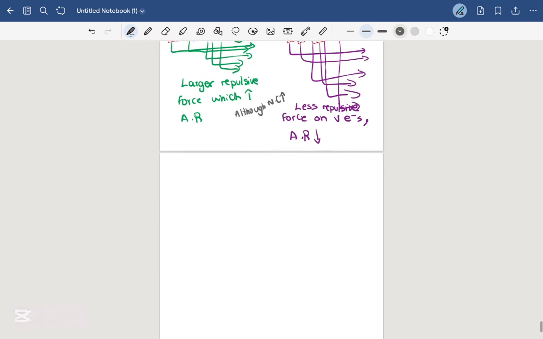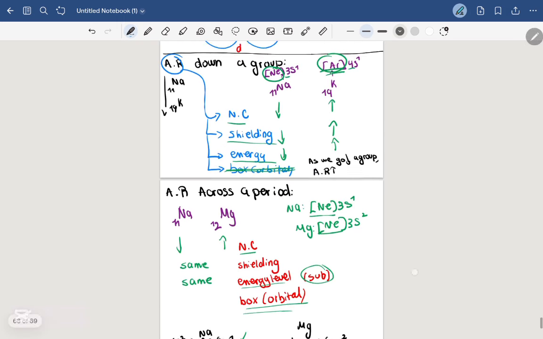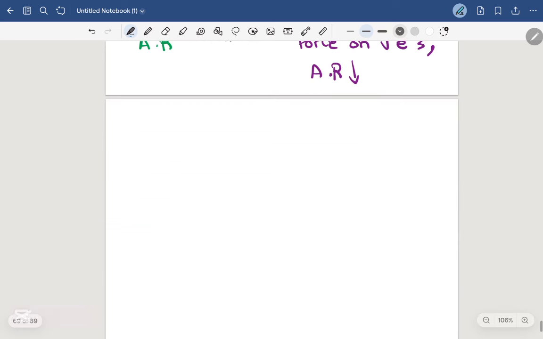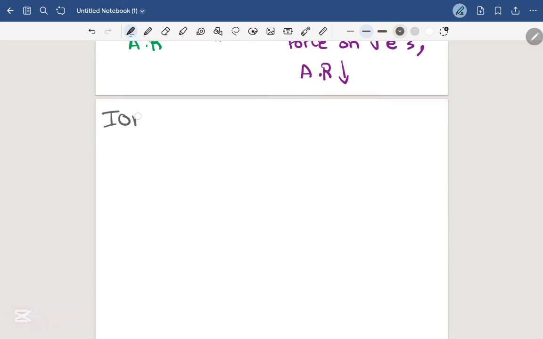Perfect. Now we were talking about what? We were talking about atomic radius. Let us move on to something called ionic radius. Now, what you need to know is that what applies to neutral atoms does not apply to ions. This is something very, very important. So all of the rules we discussed above do not apply, not a single one of them, to the ionic radius.